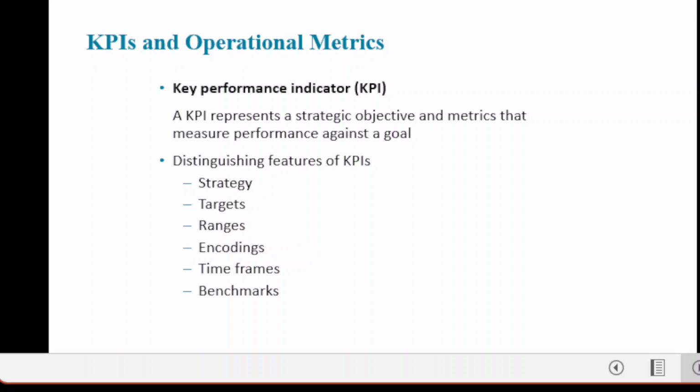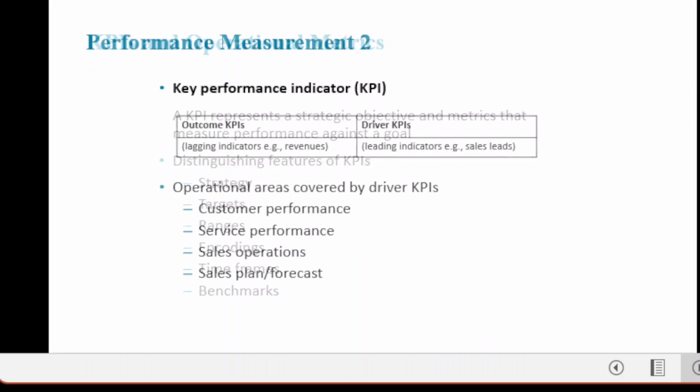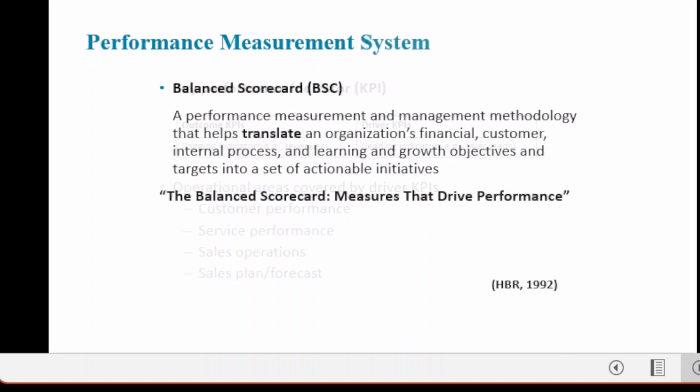Encodings are ranges so that you can have a visual display. You can make it color red, blue, or green, and so on. And then what is the time frame? What is your benchmark or baseline for your KPI? And then the outcome KPI, the operational areas that can be covered by KPIs, for example, customer performance, service performance, sales operations, sales plan, and sales forecast.